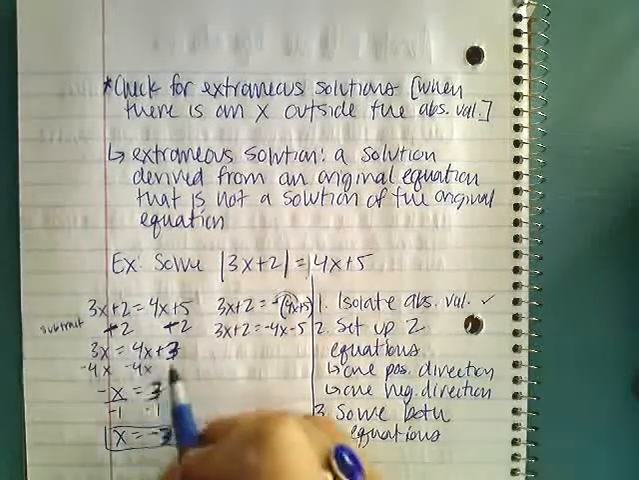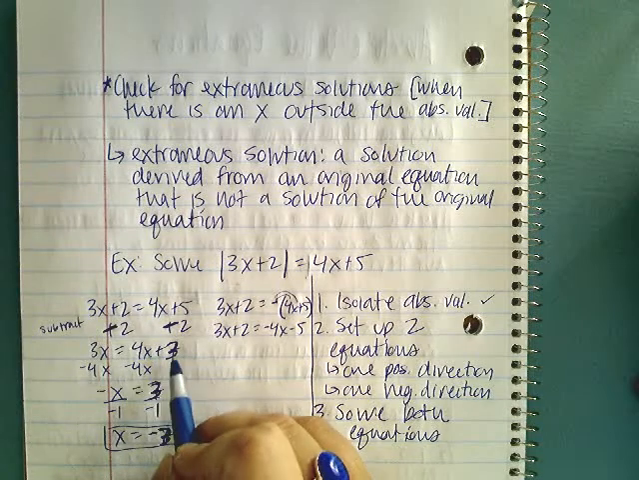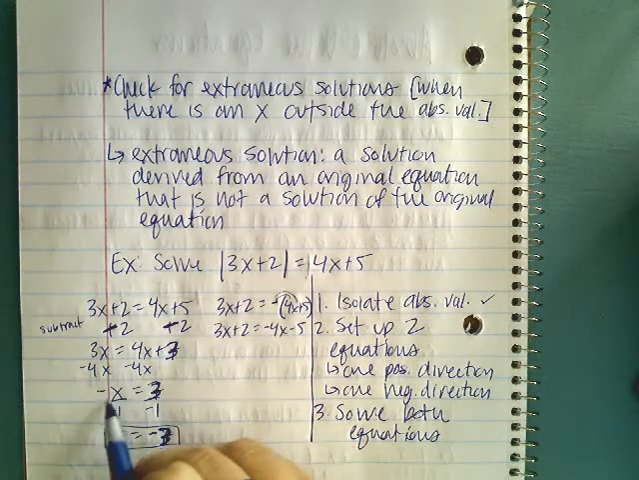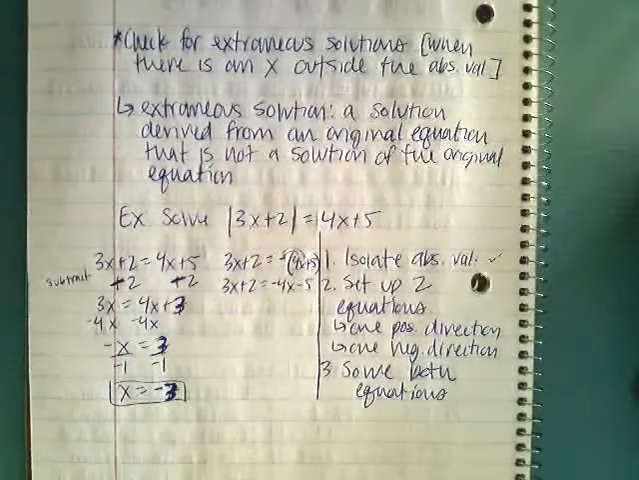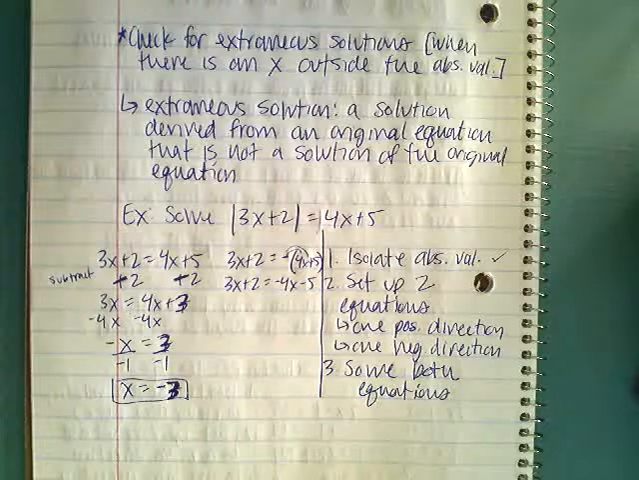So I subtract 2 from both sides. I get 3x equals 4x plus 3. Subtract 4x from both sides. Negative x equals 3. Divide by negative 1. X is equal to negative 3. So that is actually a negative 3. My apologies. Hopefully that didn't throw you guys off too much.